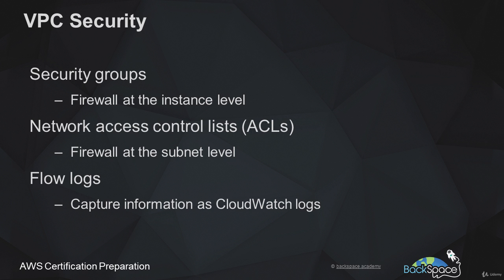And a newer service available is flow logs. They capture information as CloudWatch logs on traffic that is flowing in and out of our VPC. So it's very good for diagnosing problems with our VPC architecture. Flow logs is another good security tool in that toolkit.